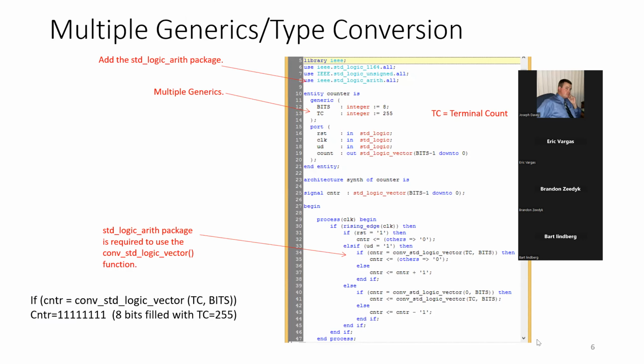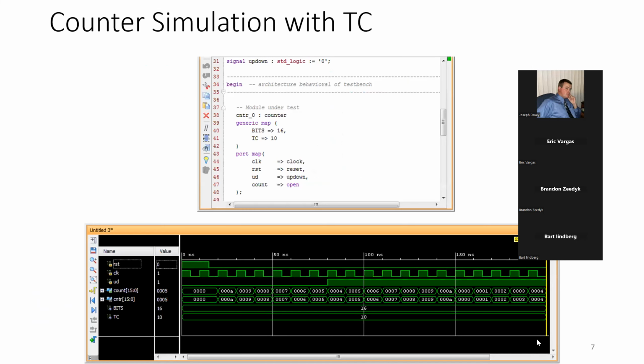Then we used multiple generics. So we had here two generics, bits and terminal count. And we tested together this terminal count. It was 255, and we changed it to 100, and saw how it changed the output.